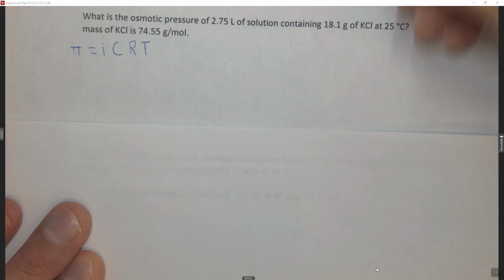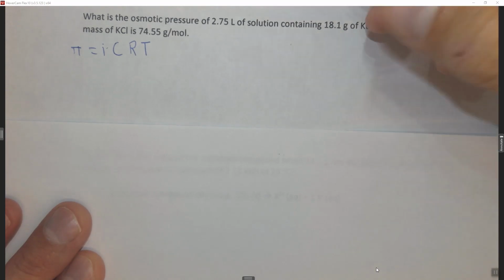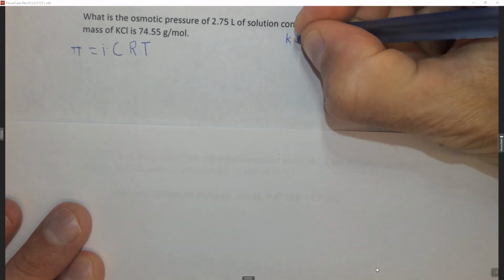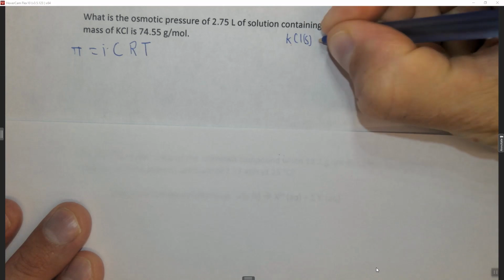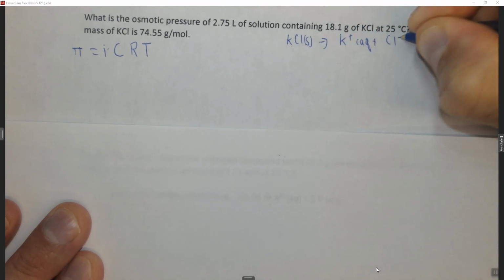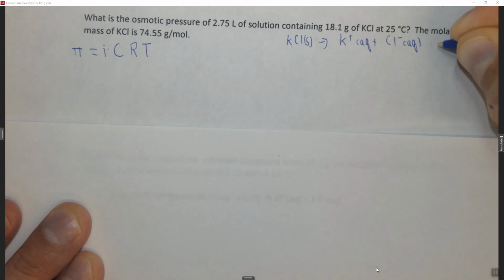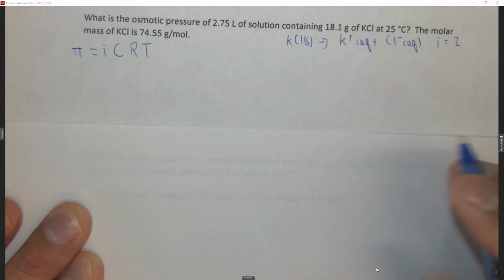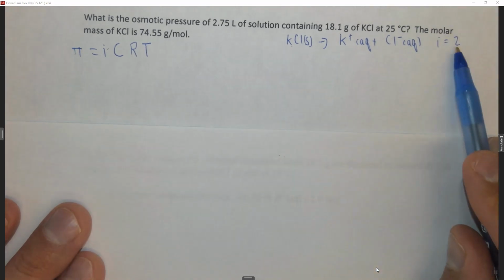So for i, if you haven't already watched the previous question where we go over the van 't Hoff factor, please do that first. We have KCl solid, which breaks up into K+, a 1A metal, and Cl-, a 7A nonmetal. So i is equal to 2, because one of these dissolves into two things.